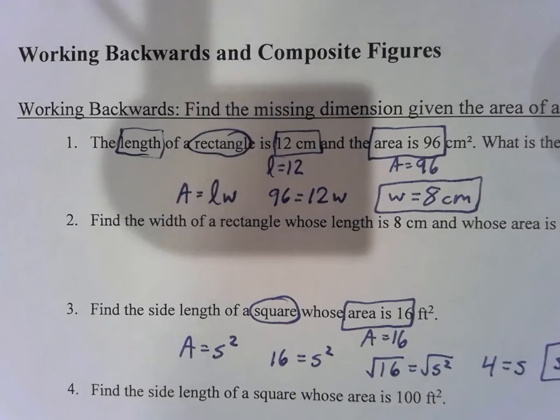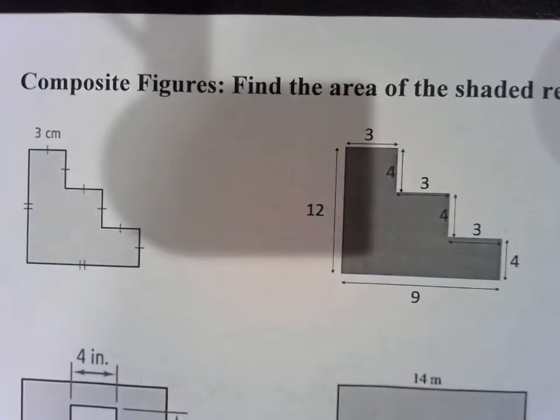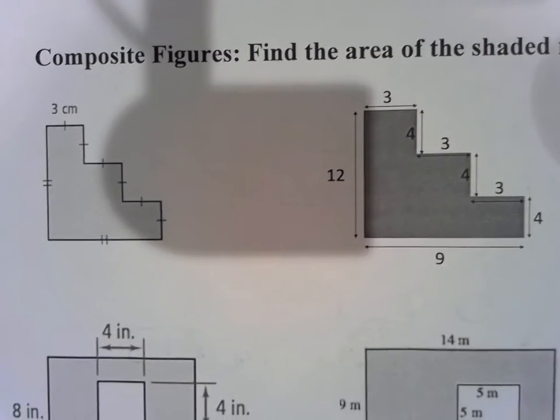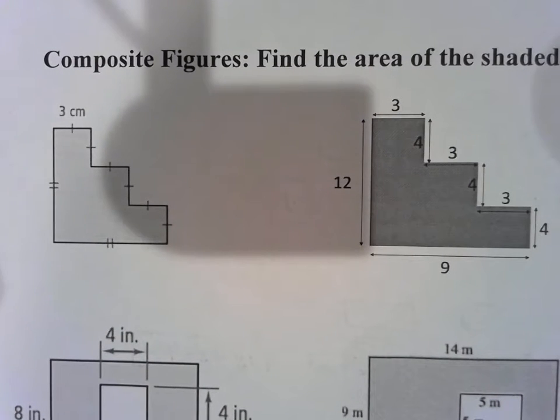Side of the working backwards in composite figures. This is the side focused on composite figures, meaning a combination of more than one shape. So, if we need to find the area of the shaded region, that means we need to either treat each of these problems as part of a whole figure or a combination of several smaller figures.